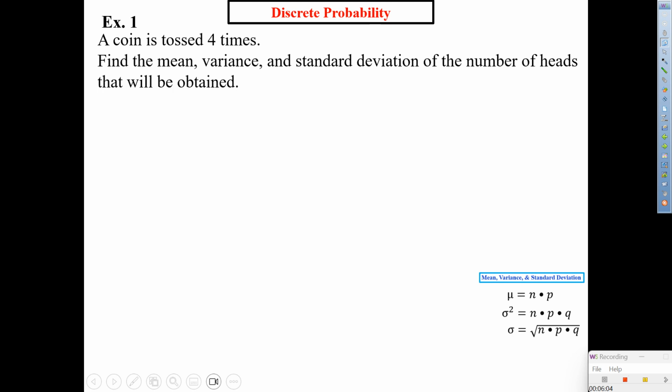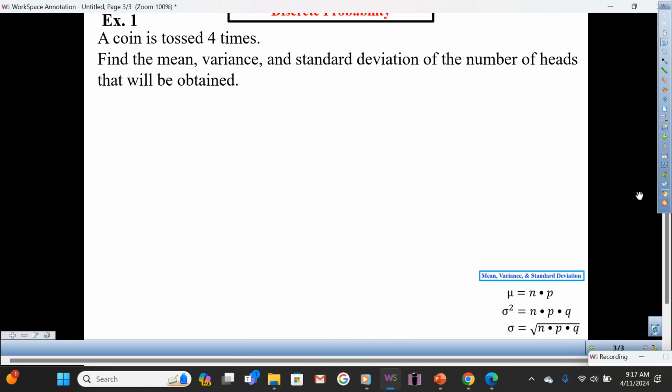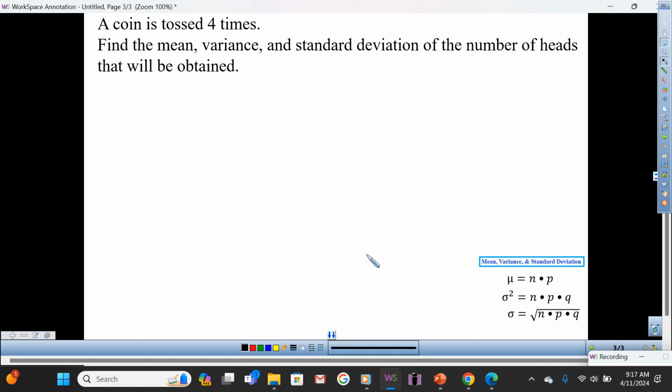Example 1. Just write the first sentence. Example 1, a coin is tossed 4 times. Thank you. A coin is tossed 4 times. And for today, I'm not going to ask you to find the probability, but I am going to ask you to find the mean, variance, and standard deviation. So what do we need? We need an N. We need a P. And we need a Q.